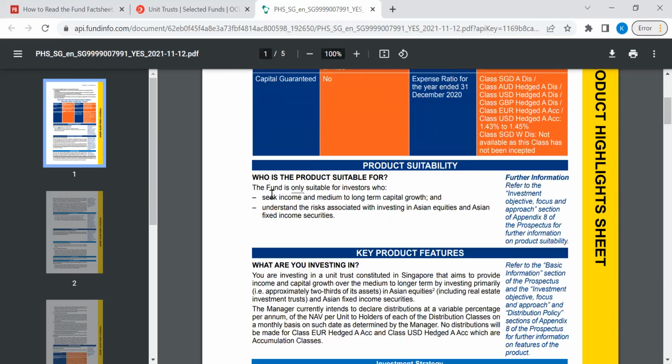Okay, product suitability. Who is the product suitable for? It's quite important to know whether this product is suitable for you. The fund is only suitable for investors who seek income and medium to long-term capital growth, and understand the risks associated with investing in Asian equities and Asian fixed income securities. In short, your personal investment objective must be aligned with the fund's investment objective to seek income and medium to long-term capital growth. Right, you're not just here for the short run.